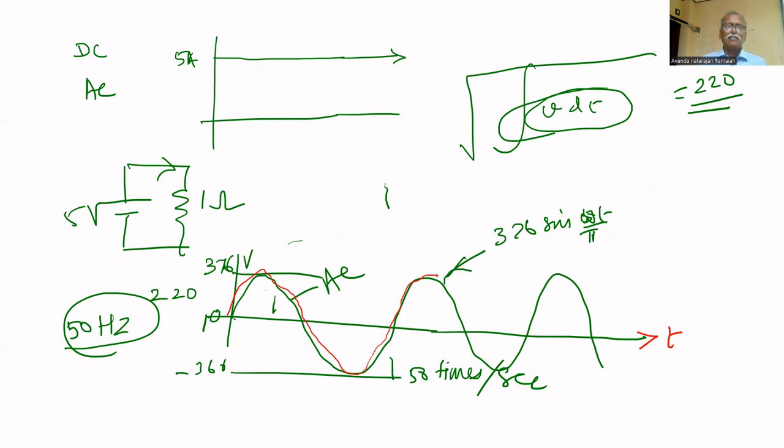Our power supply is AC, not DC. If you take power supply from a battery, that is DC. If you take power supply from the EB, the electrical board, then it is AC. We use AC only. Its voltage is 220 volt, 50 hertz power supply that we are getting at home. In college also we are getting 50 hertz. 50 hertz is the standard in India, UK and elsewhere. In the United States, it is 60 hertz.